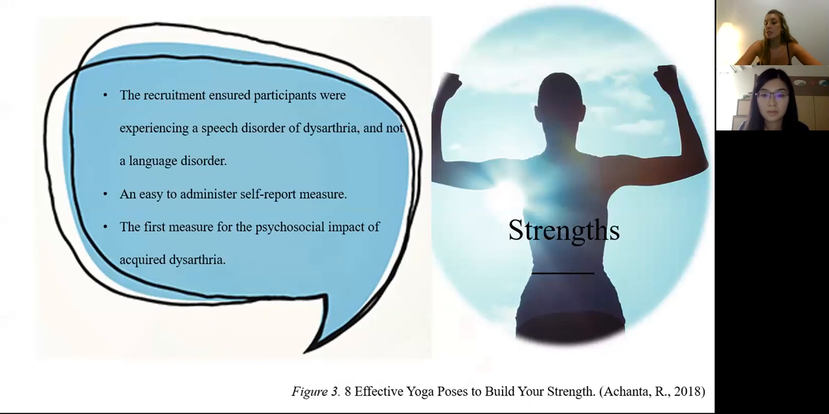Before I delve into the limitations of the current paper, I would like to mention some strengths. The recruitment process ensured that participants were describing the speech disorder of dysarthria and not a language disorder. The authors note that this is sometimes overlooked in the development of clinical speech disorder measures. The authors also note the easiness of administration for the DIP and the advantages of being a self-report measure, which gains insight on behalf of the individual with the acquired dysarthria and not the clinician. The greatest strength of this study is the progress it takes to develop the first measure to examine the psychosocial impact of acquired dysarthria, an area that has otherwise been void in the clinical field.